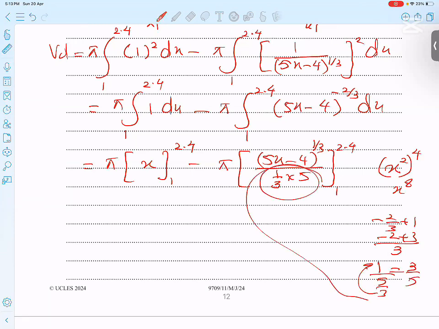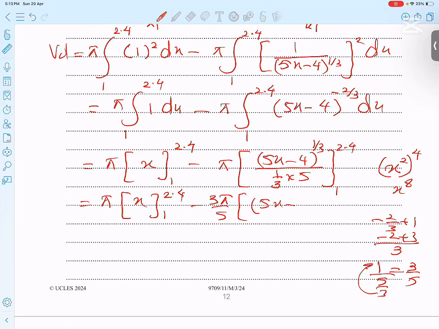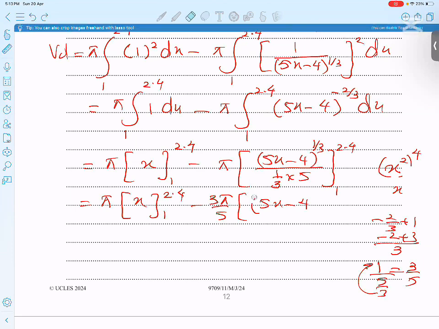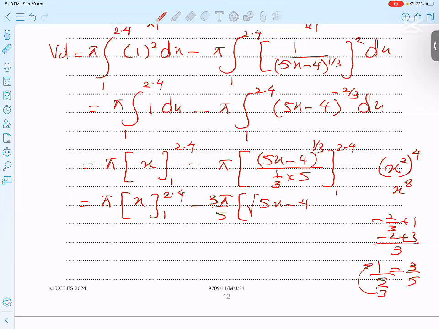Basically, this is in the denominator. So this is what I'm writing. So pi here, I'm not plugging in the value until I simplify maximum. So here I got 3 pi over 5. And now my question is completely ready. Here I write as it is, or I'm writing cube root, same thing. 1 over 3 power or cube root, same thing. So I'm going to plug in 2.4 and minus 1. Upper limit minus lower limit.